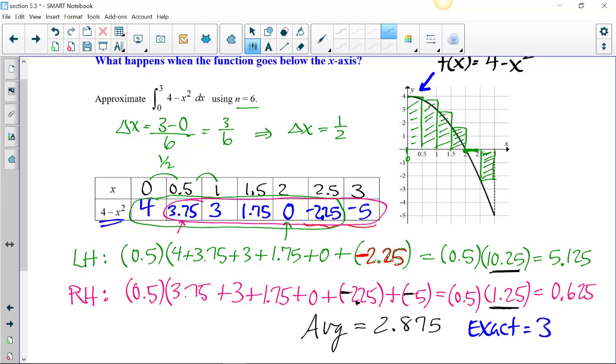The cool thing is you'll be able to find the exact area when we get to chapter 6. Okay, so look, we can see what's happening. We are subtracting the area of the rectangles below the x-axis, or we're adding a negative area. Those areas are negative, so it's whichever way you want to look at it.